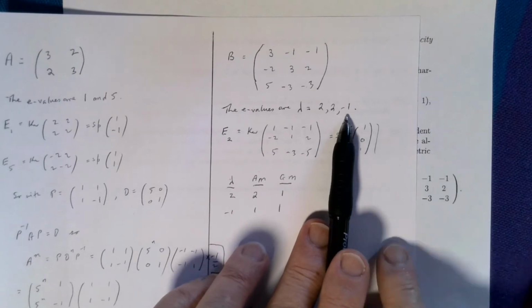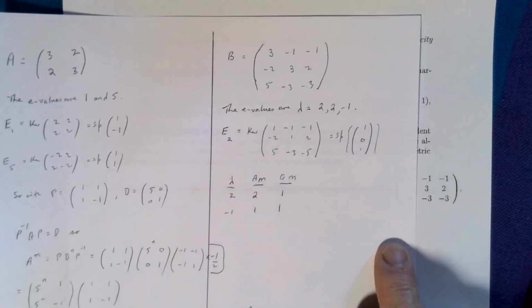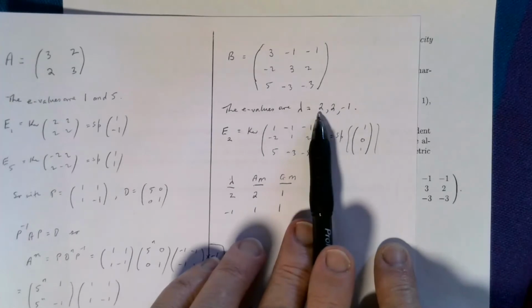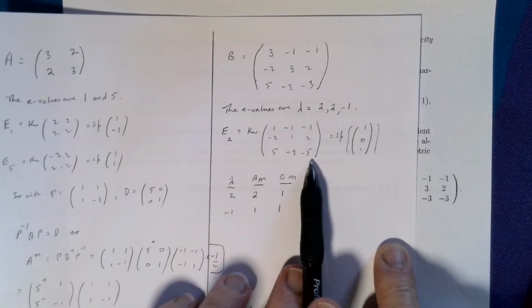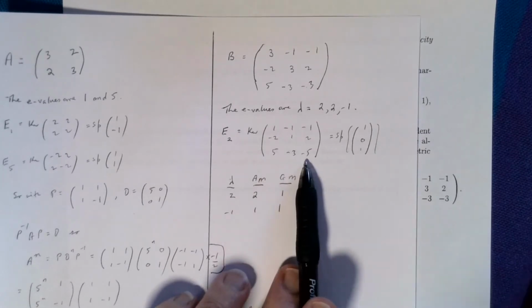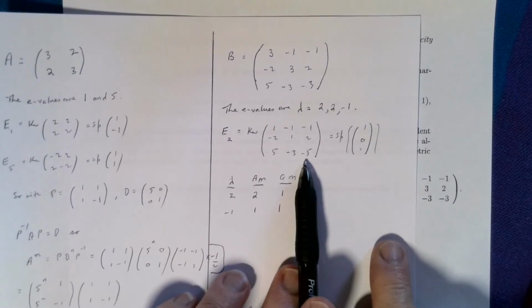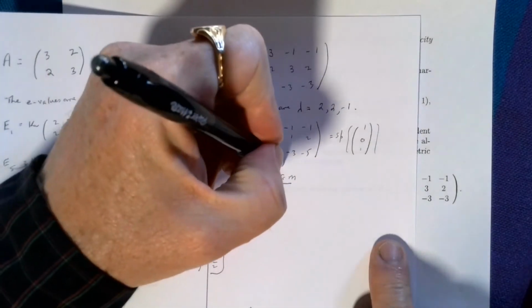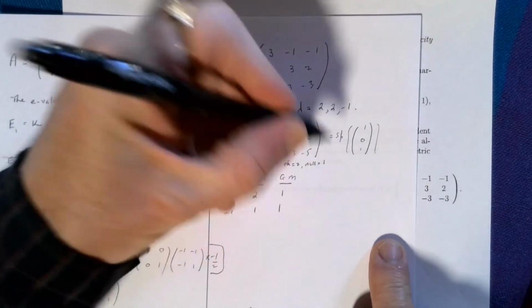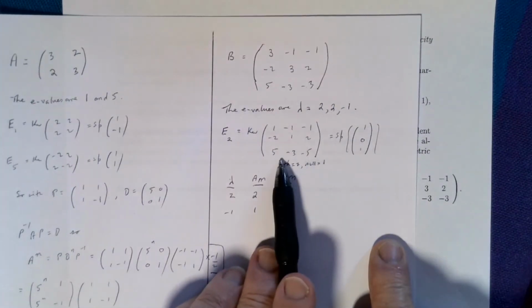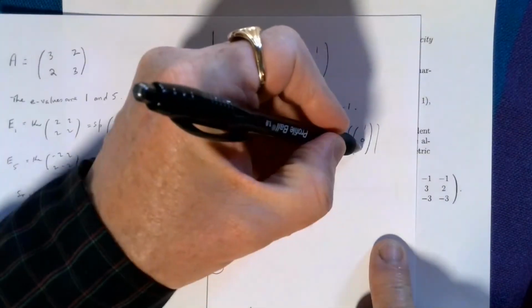Now, the eigenspace for 2, so 2 has algebraic multiplicity 2. It occurs twice in the characteristic polynomial. And the eigenspace for that is the kernel of this matrix, so I just subtract 2 off the main diagonal. And this matrix has rank 2, which tells me the nullity is 1. So there's only one eigenvector hiding in here, and there it is, it's (1, 0, 1).